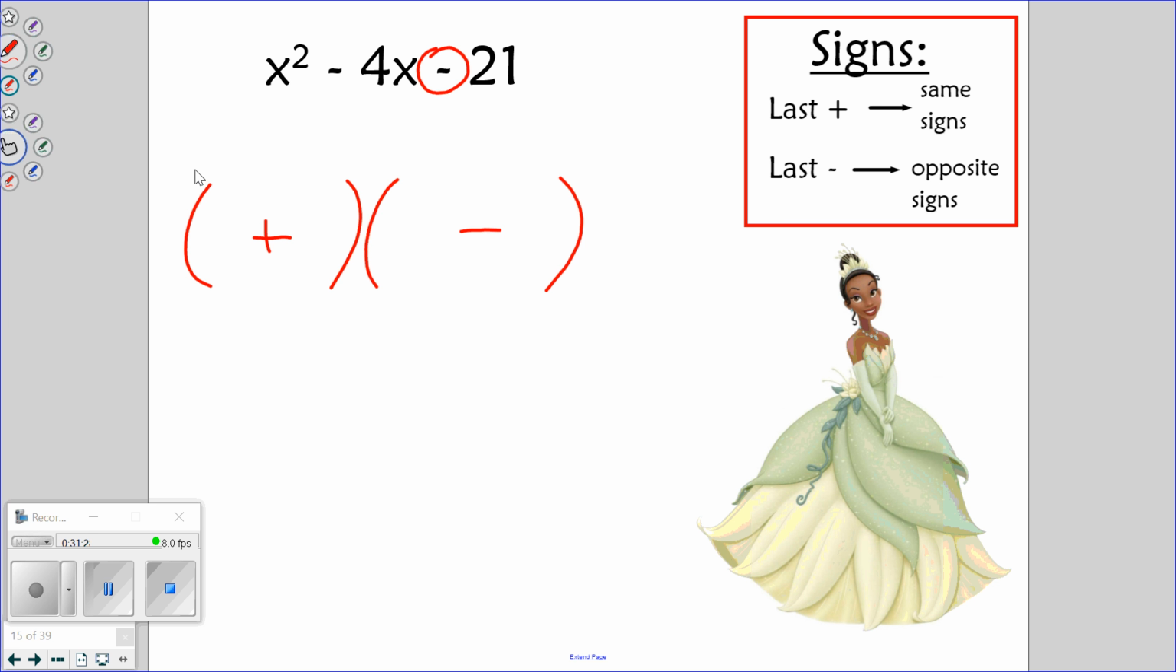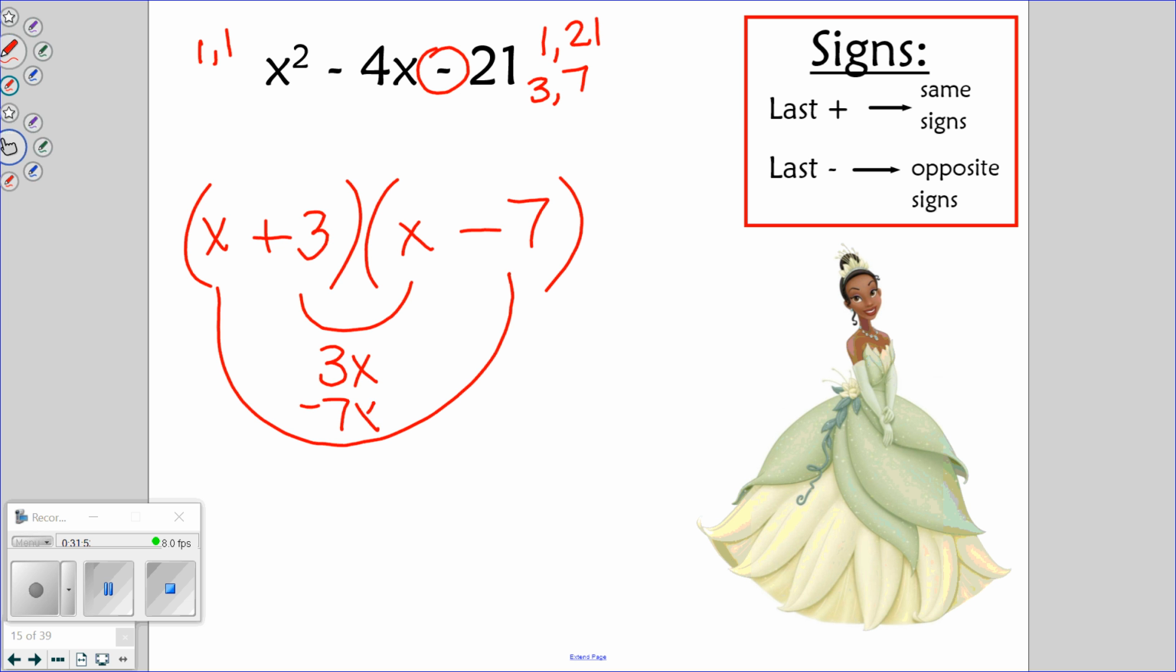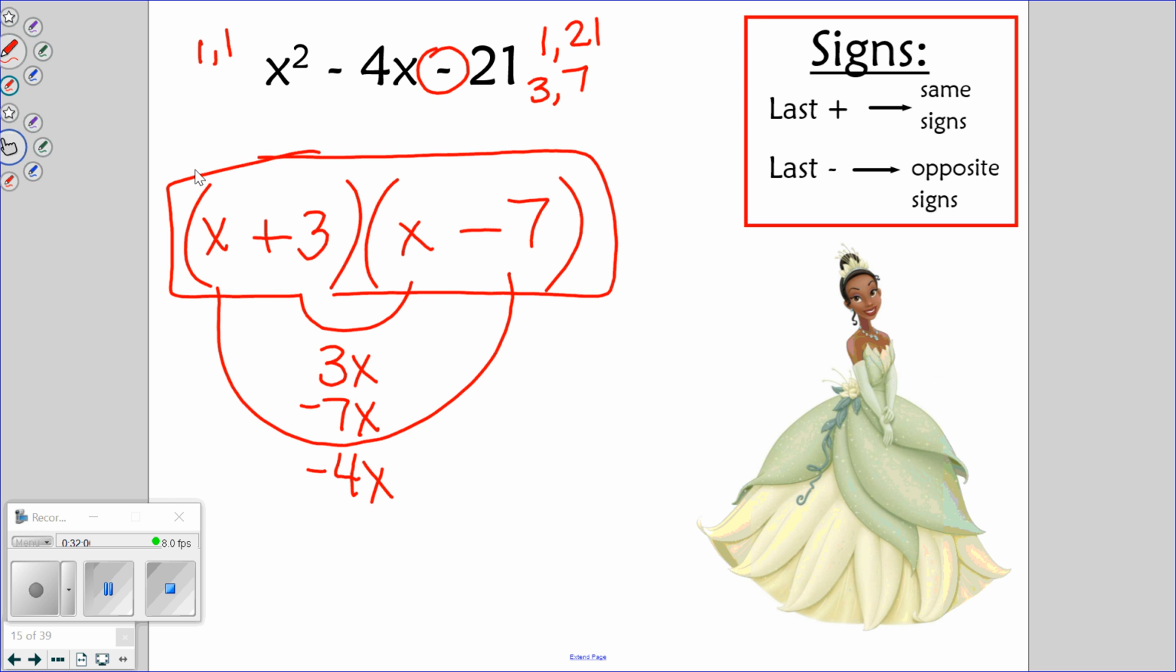All right, options for A. Just 1 and 1, so x and x. Options for C. Good. 1 and 21, 3 and 7. So do you want to go 1 and 21 or 3 and 7? 3 and 7? So 3 and 7. And then we check to make sure it worked. Inside gives me a positive 3x. Outside gives me a negative 7x. 3 minus 7, negative 4x. And I wanted negative 4x. So x plus 3 and x minus 7 is the correct factoring. Okay? Good? Yes? All right.